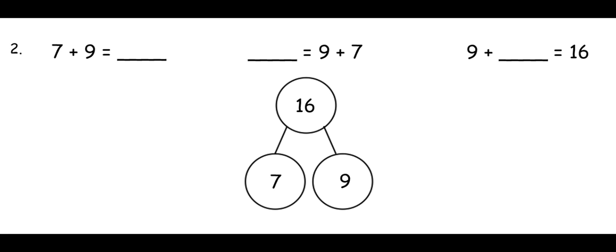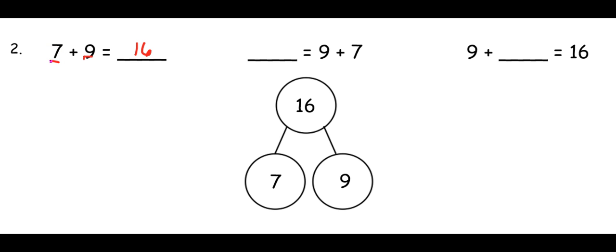Let's look at the next question. This time my whole is 16. It's been broken into two parts, 7 and 9. 7 plus 9 makes 16. So we'll use this number bond to help us solve the equations. 7 plus 9, this would be part plus part. That means it equals the whole. 7 plus 9 equals 16.